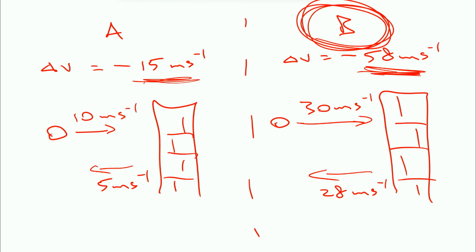What you need to remember is that the velocity that we started with is a vector. So we can't just look at the difference from 10 to 5 and from 30 to 28. You have to consider the direction as well. So we actually had a change of minus 15 and minus 58.